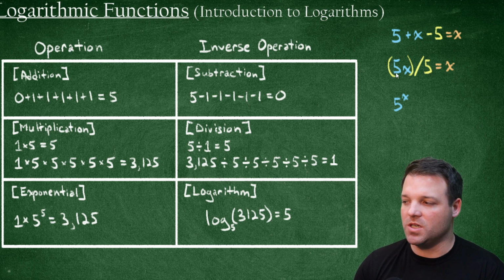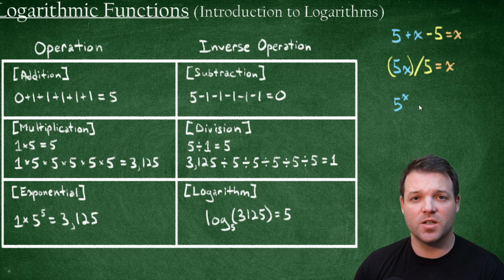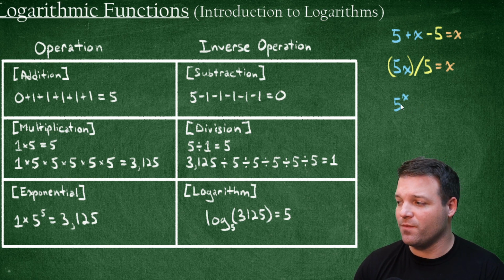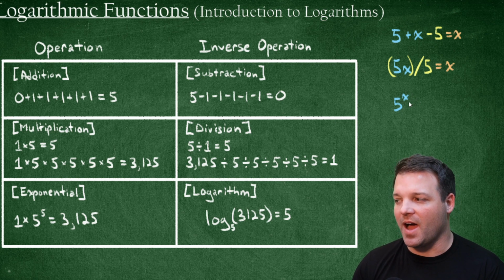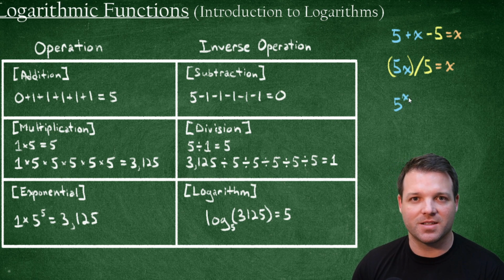So the real question here now is, if I have an exponential, meaning the variable is in the exponent, 5 to the power of x, how in the world do I get that x out of there?